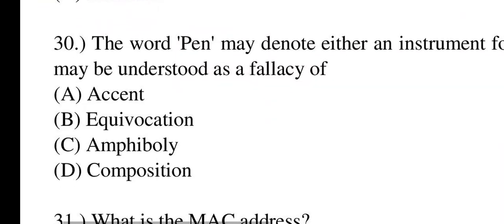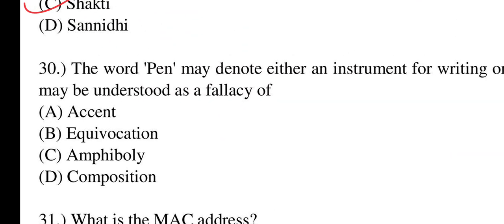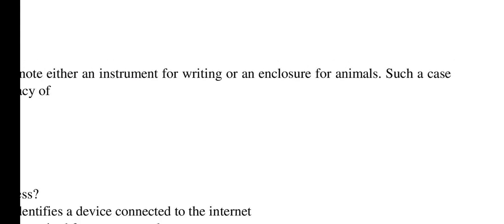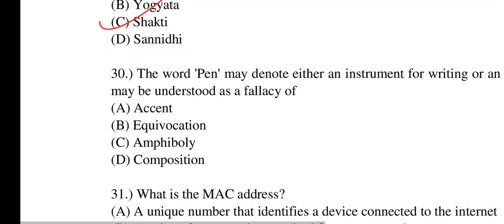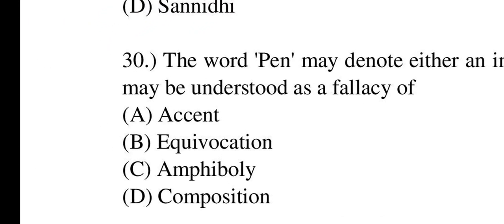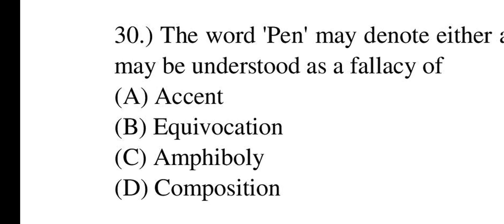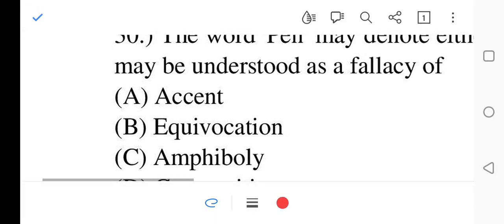Number 30 says the word pen may denote either an instrument for writing or an enclosure for animals. Such a case may be understood as a fallacy of what? A, B, C, D. Accent, equivocation, C, amphiboly, D, composition. Number 30, number B will be correct, equivocation.